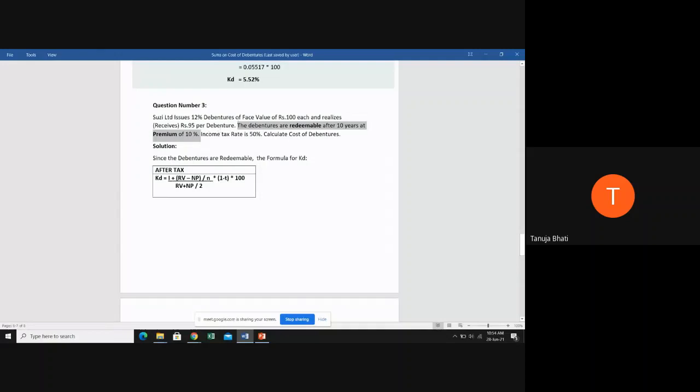But is it telling that it is redeemed at the face value or par at 100? No. It is redeemed at 10%. So how are we going to calculate this? The company is going to pay 10% more than the face value when it is going to do the repayment. So what is going to be the RV? Can anyone tell me? No, I'm not talking about NP. I'm talking about repayment.